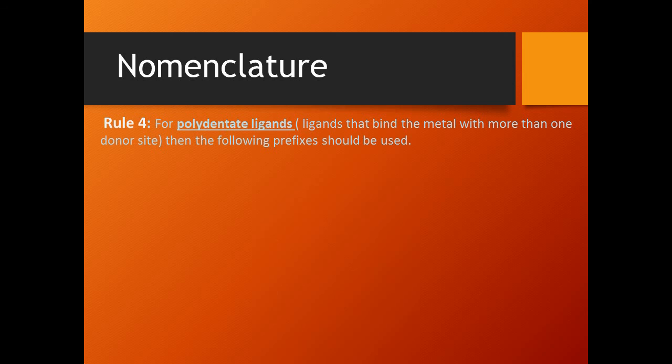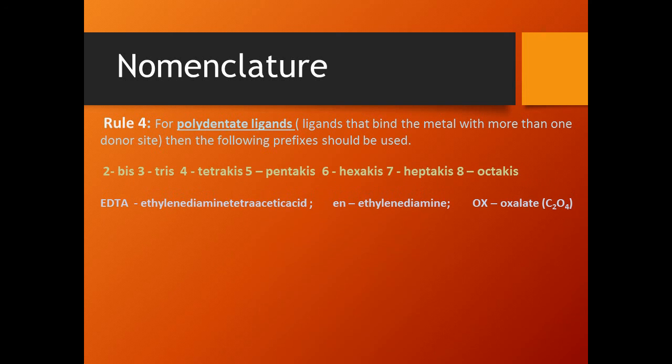In the case of polydentate ligands, you do not use the prefixes di, tri and tetra. Instead we have to use bis, tris, tetrakis, pentakis, hexakis, like this. And after you have written the prefixes bis, tris, these ligands should be enclosed in a bracket. Let me give you some examples.